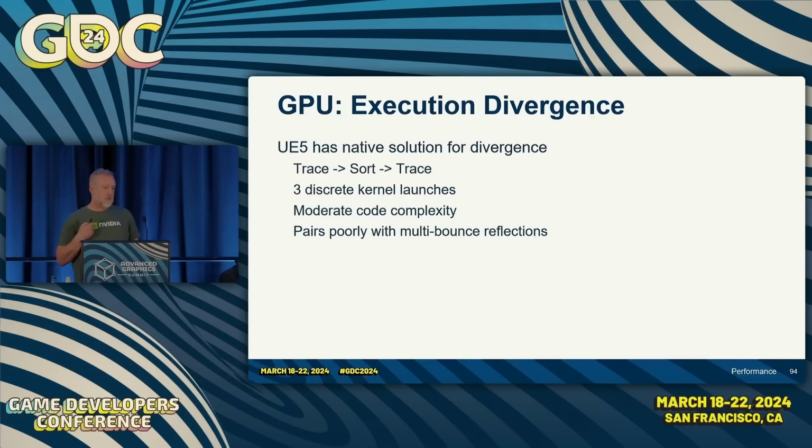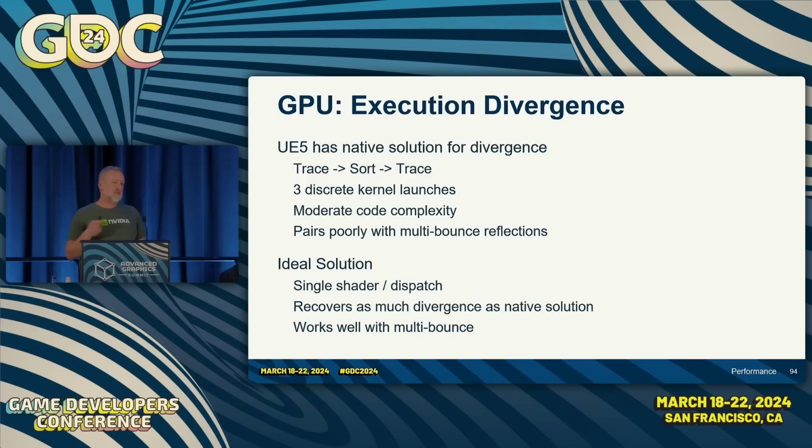So UE5 has a native solution for divergence, and that's the trace sort trace algorithm that you may be familiar with. It requires 3 discrete kernel launches where we trace to find out a material ID, we bucket sort the material IDs, and then we do some retracing to actually do our shading and whatnot. And it's moderate code complexity, and it pairs fairly poorly with multi-bounce because we can't do a whole bunch of sorts here. I have to have a confession. I'm substantially responsible for this algorithm. One day I said to Adam, hey, what if we did, and then talked to some engineers at Epic, and well, yeah, it's now in the engine and has been for a while.